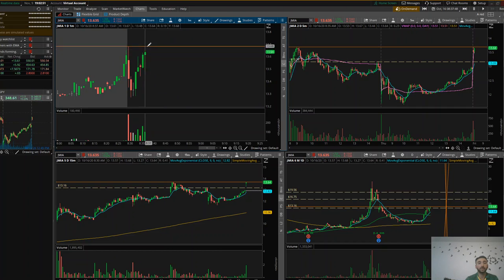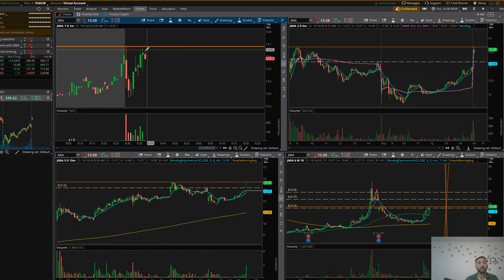Okay, once it comes to the resistance here, now you don't want to buy here because there's resistance, so it's coming down now, right? But you want to see what happens here. Either it comes back down or it breaks above it. Okay, so let's see what happens here. I want to show you what happens here.